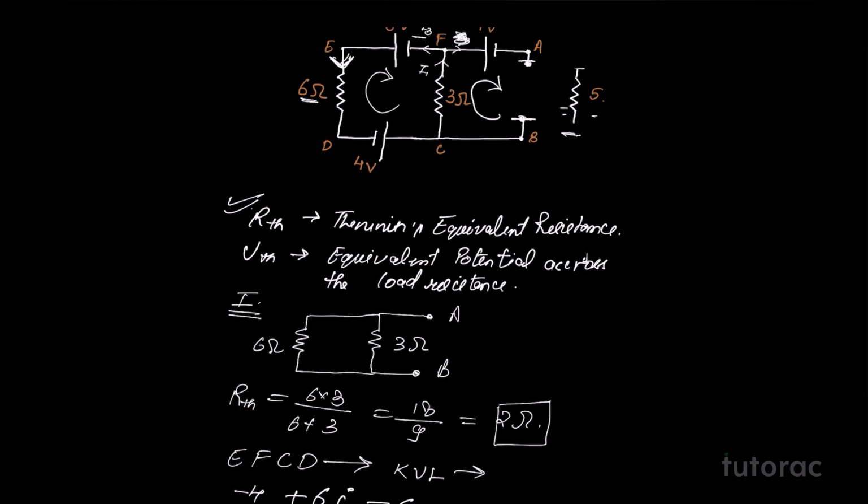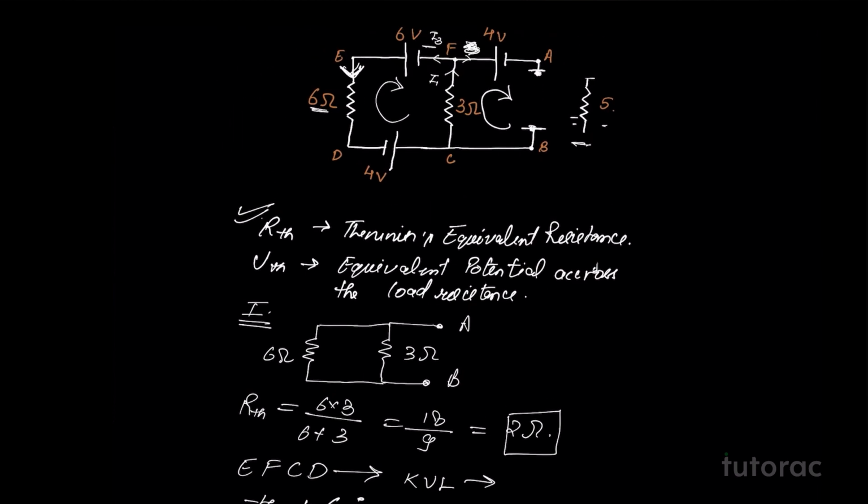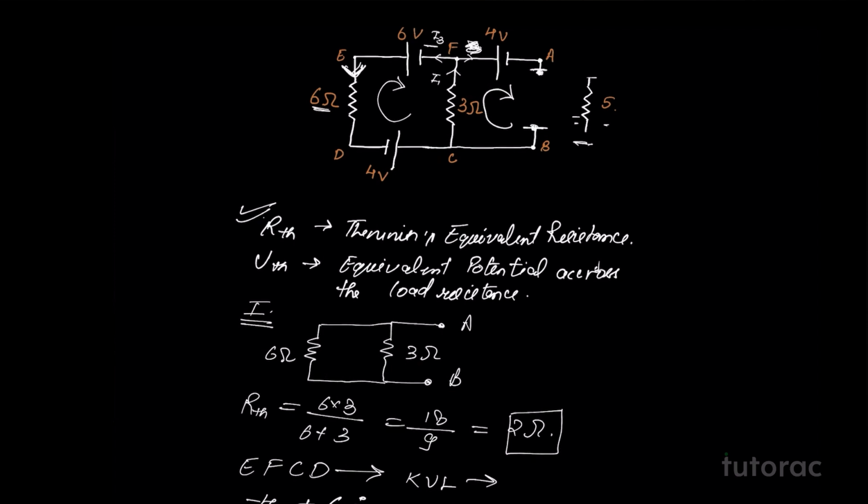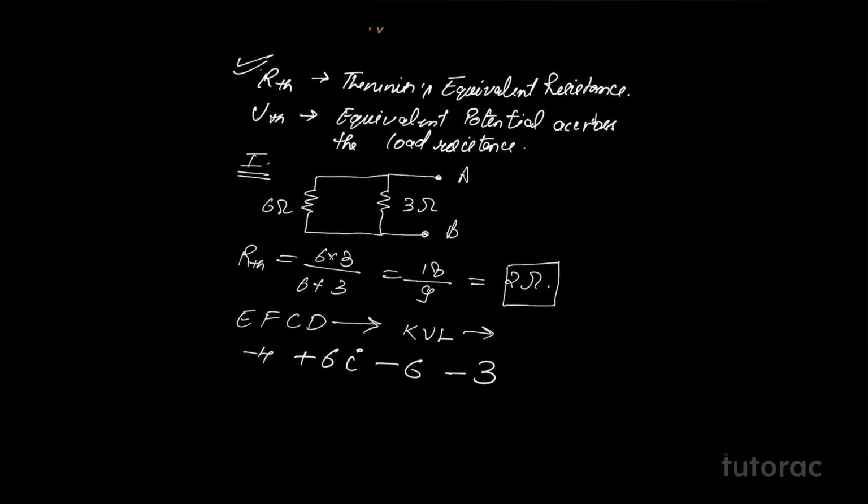no current will flow in this loop. So only current I is flowing in this loop, as I write here, 6i. The same current will go here and we are moving with the current, so we get a loss of 3. I'll write minus 3i.